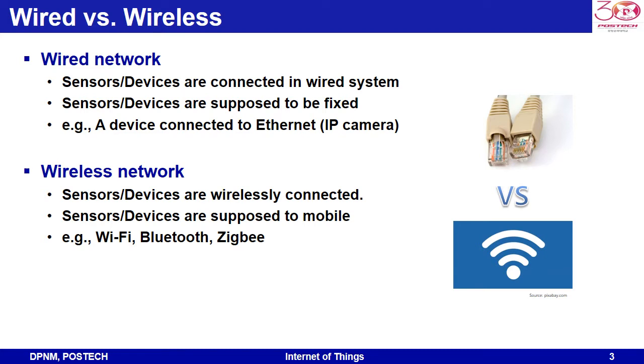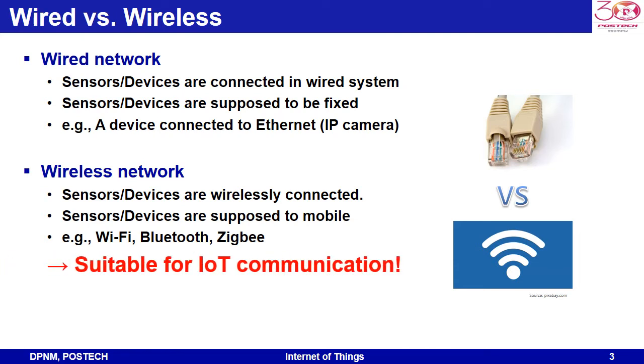Although most IoT devices may be installed and are not mobile, because they have limited resources, using wired network for communication may not be suitable. Rather, light wireless networking technologies are more suitable for IoT communications. Therefore, we will focus more on wireless networks in this lecture.